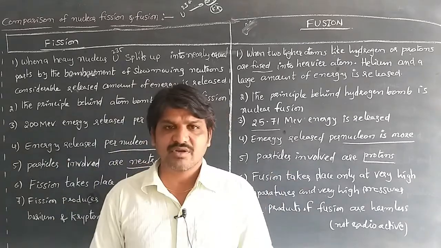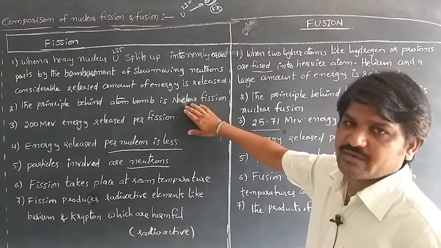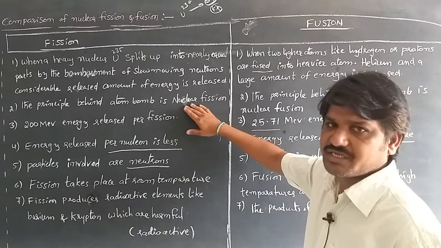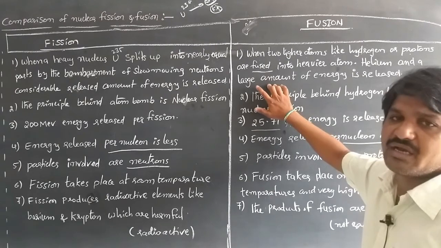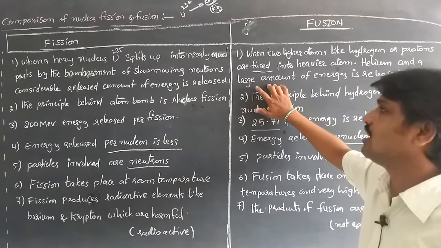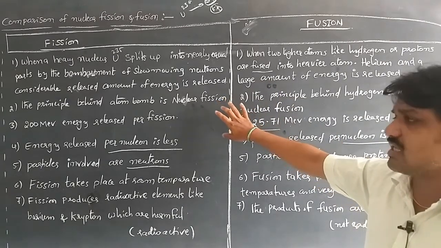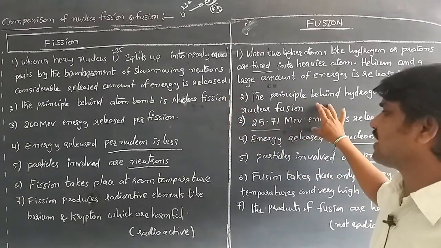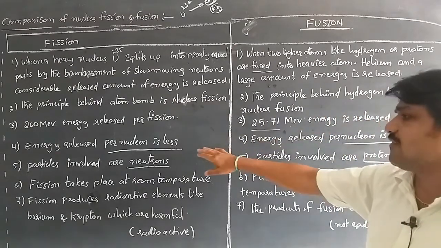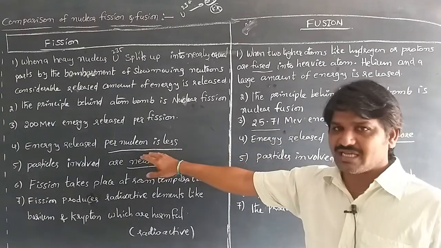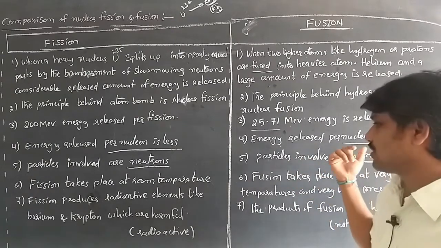This is the comparison between fission and fusion. Once again, whenever a nucleus splits into two or more fragments and energy is released, it is called fission. When small nuclei combine to form a heavy nucleus, it is called fusion. In fission, 200 mega electron volts of energy is released per fission. In fusion, 25.71 mega electron volts is released per fusion. The energy released per nucleon is less in fission and more in fusion.